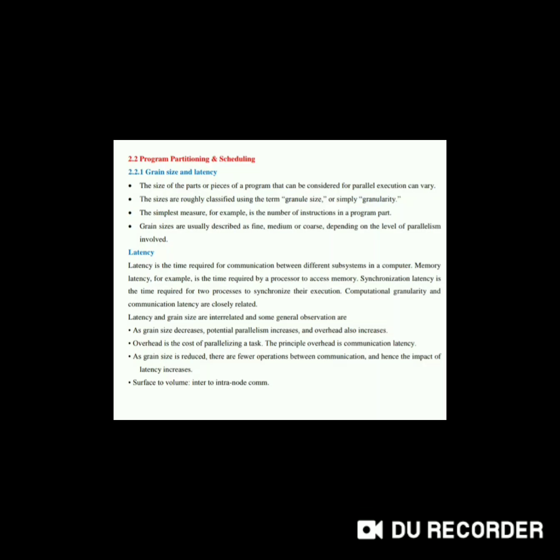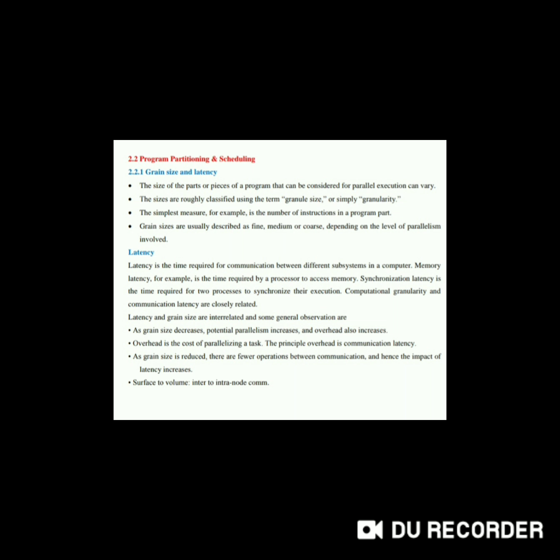Hello everyone. So now we'll discuss the program partitioning and scheduling. In that, first we'll see about the grain size and the latency.